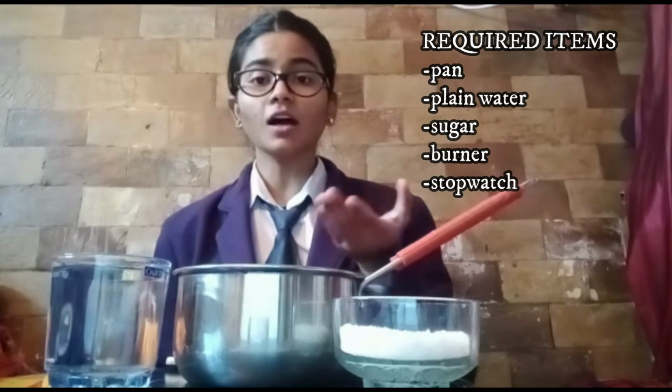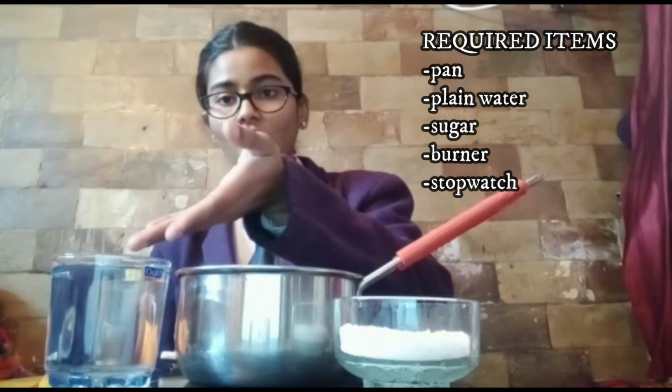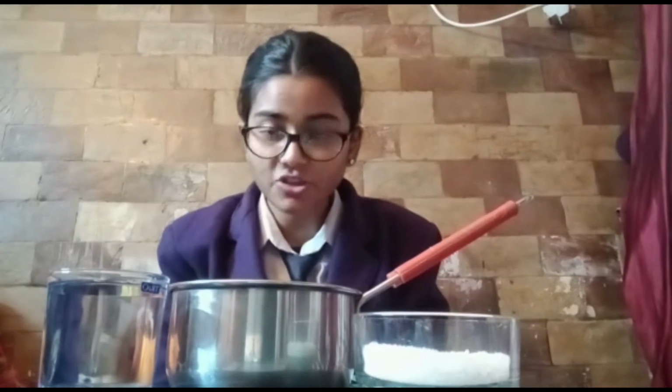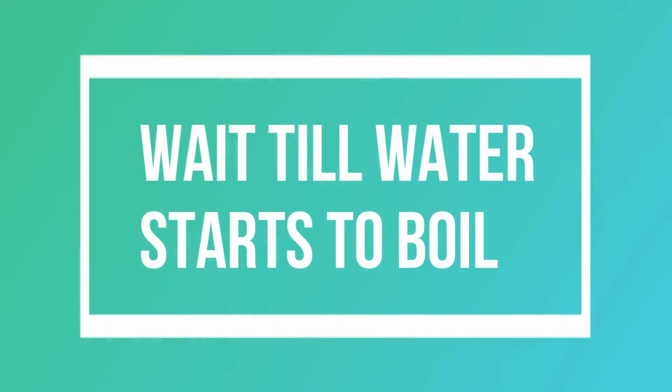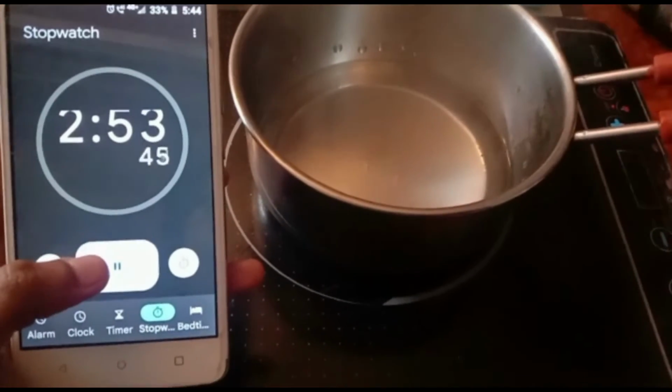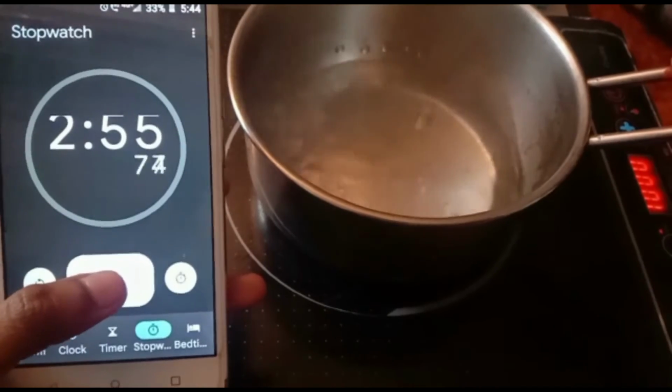So now we will begin with our experiment of elevation in boiling point. The apparatus required is a pan for heating, a burner, sugar, water, and a stopwatch. In the experiment, we will note three readings of time for boiling equal amounts of water at a constant temperature and pressure. For the first reading, we will add water to the pan and switch on the burner as well as the stopwatch. When water starts to boil, quickly turn off the timer and the burner.